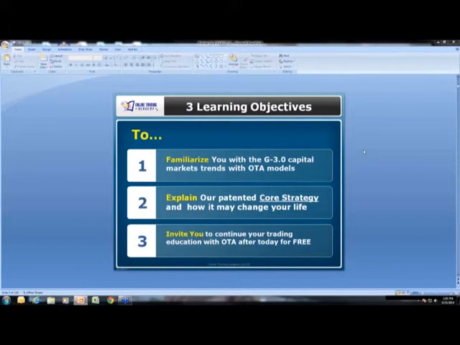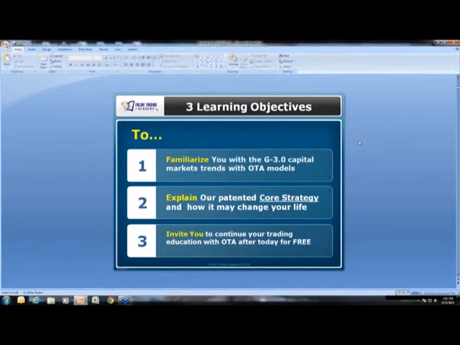So my goal here today is to introduce you to Globalization 3.0. What do I mean by that? My job is to give you a cursory view of our core strategy, which happens to be patented, and how, if you apply it, it very well may change your life, at least your trading life, but you need to apply it with discipline. And then my other alternative here today is to invite you to a free class that will be hosted near one of our centers across the world.